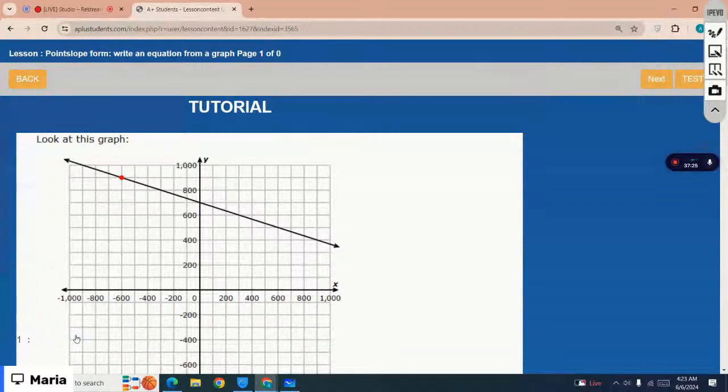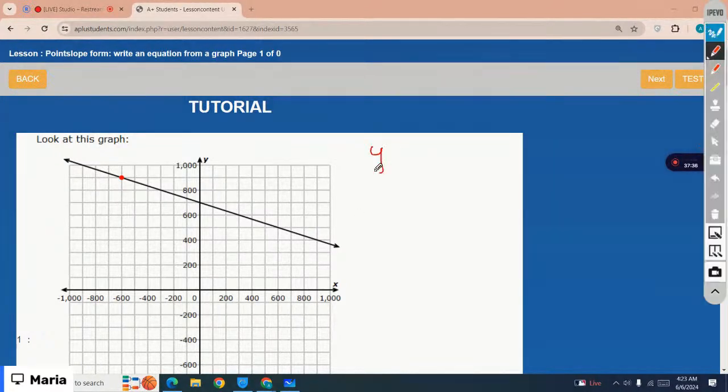So you have to use the point slope form of the equation. The point slope form of the equation is y minus y1 equals m times x minus x1. That means you need two things, the point x1, y1 and the slope. You need to find these two things from the graph. Got it? First thing is the point. Here is the point, that is 900 and... the point is negative 600 and 900, right?